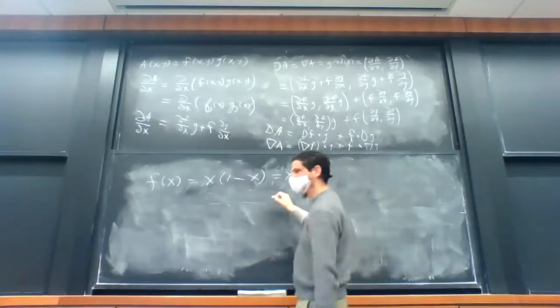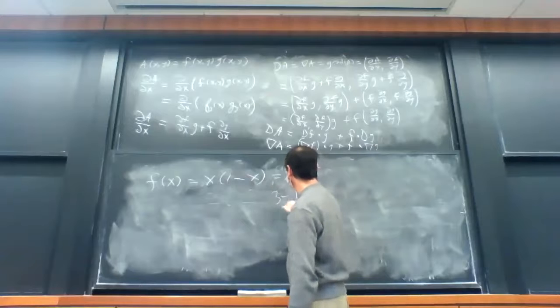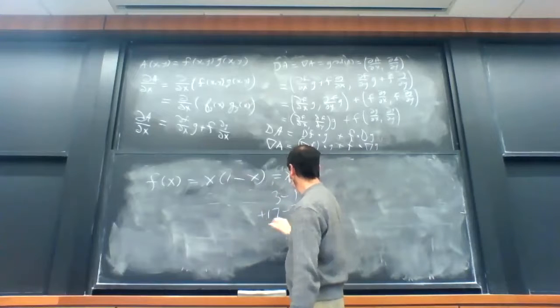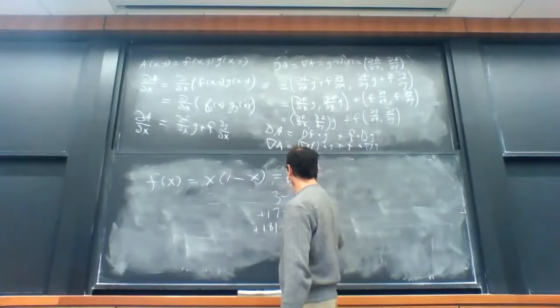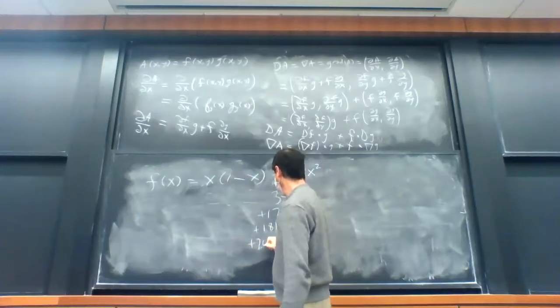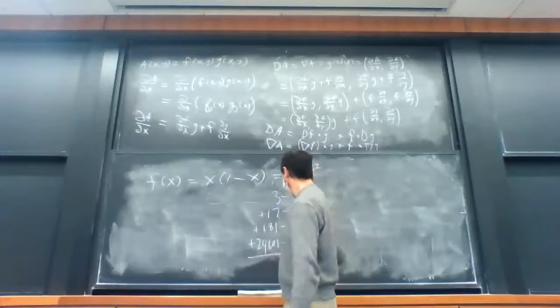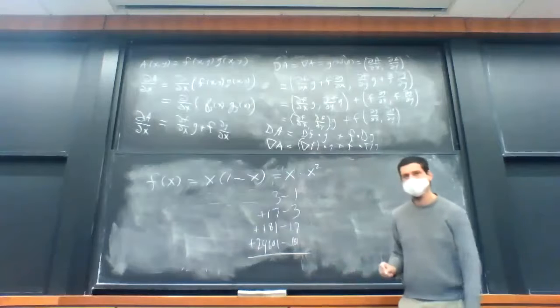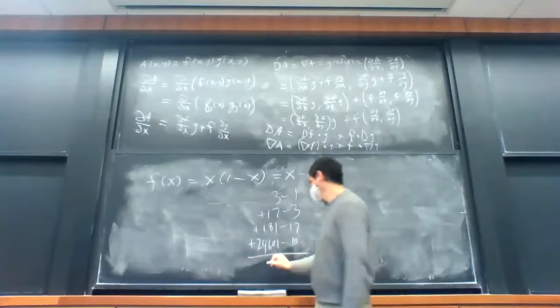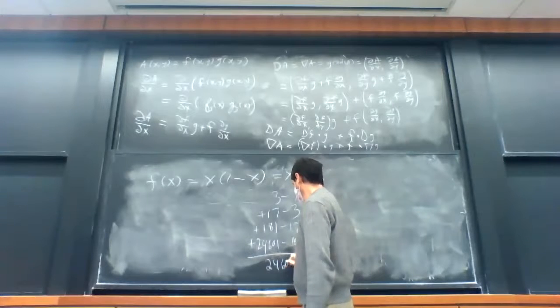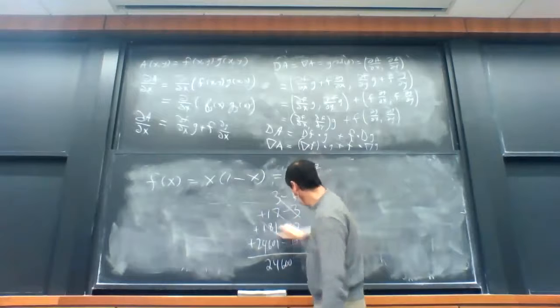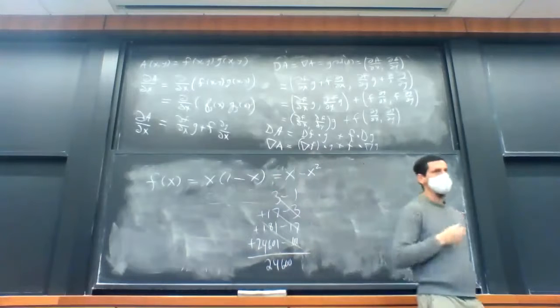We've seen this, I think, when we did telescoping sums. 3 minus 1 plus 17 minus 3 plus 181 minus 17 plus 24601 minus 181. What is this equal? 24,600. Because things just cancel like this.